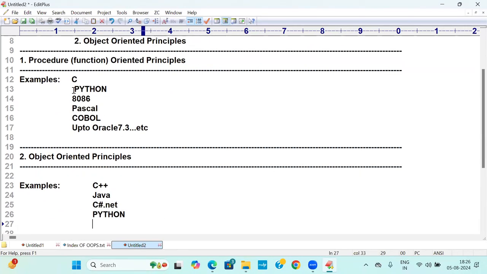See that Python is available in both the places. That's why in the beginning days when we entered into the features, I did not explain one feature. Do you remember what feature I did not explain? Both the functional and object oriented.